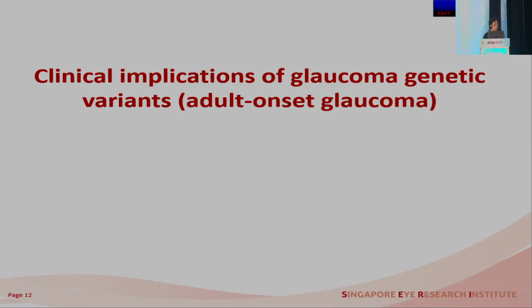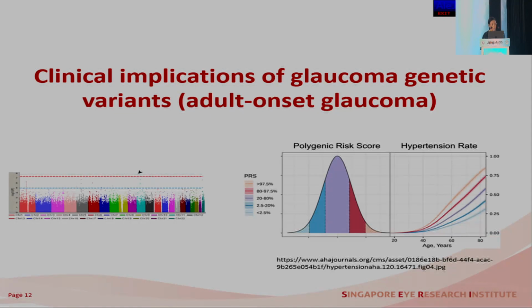Adult onset glaucoma, on the other hand, as I said, the genetic variants on their own are insufficient to cause disease. Therefore, the effect of these different genetic variants can be evaluated together in order to compute what is known as the polygenic risk score. This risk score is a number, a percentile between 0 and 100, and depending on what the percentile is, you can interpret it as whether it's high, moderate, or low risk.